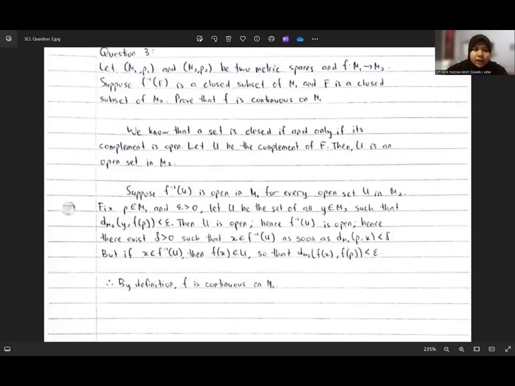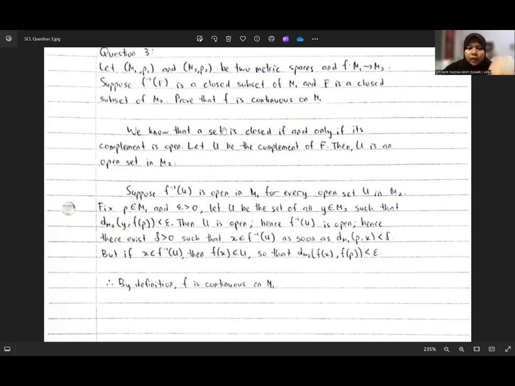So I will be presenting question number 3. Question number 3 states that let (M1, rho 1) and (M2, rho 2) be two metric spaces and function f is from M1 to M2. Suppose the inverse image of capital F is a closed subset of M1 whenever capital F is a closed subset of M2. So we need to prove that f is continuous on M1.